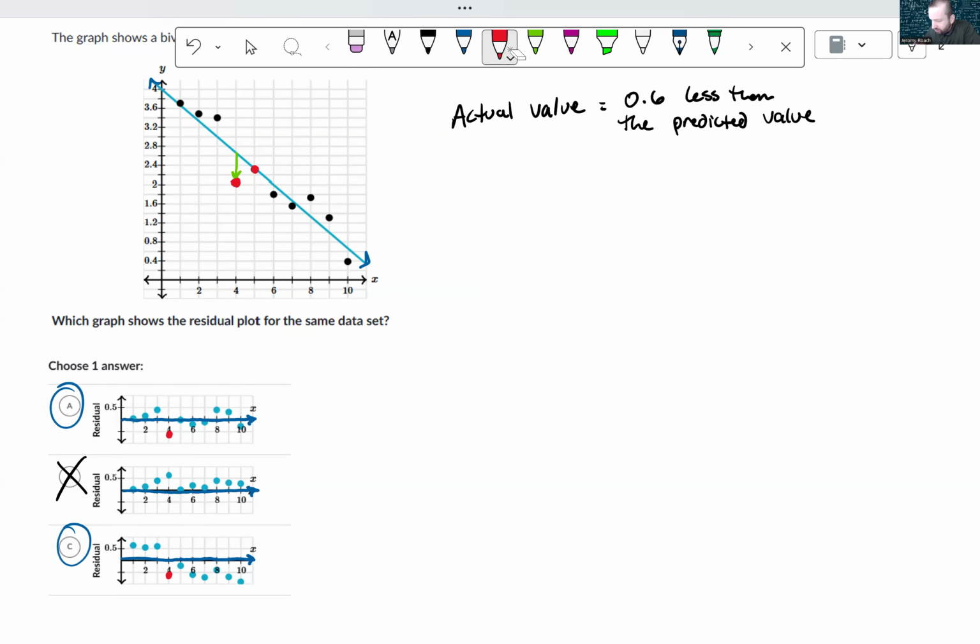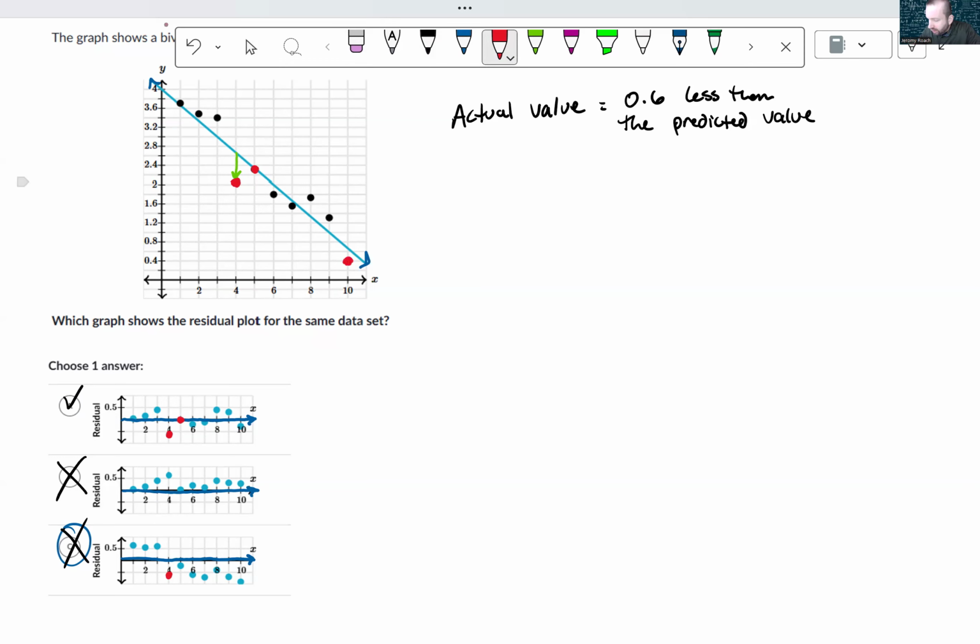Oops, deleted the blue line there. So for A, looks like that matches up where x equals 5. Our actual data point falls right on the residual line. For C, not so much. It looks like it's below. So we could cross out C. And that's how we could determine that this is A, just from two data points. And if you wanted to check some other data points, you certainly could. In fact, let's look at maybe just one more, just to double check everything.